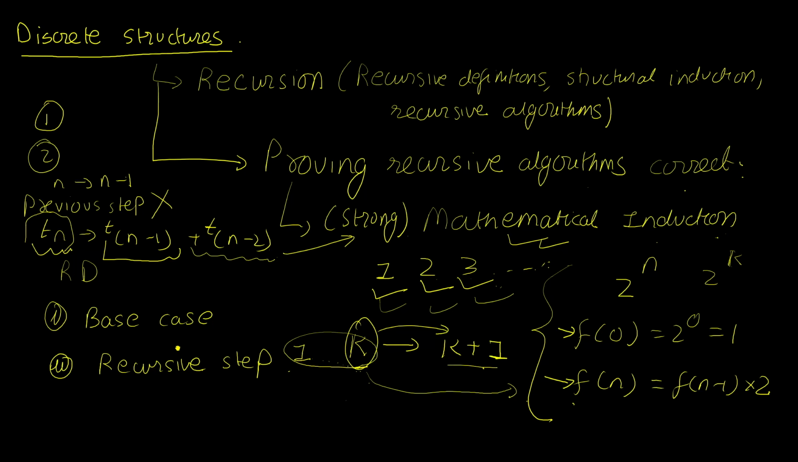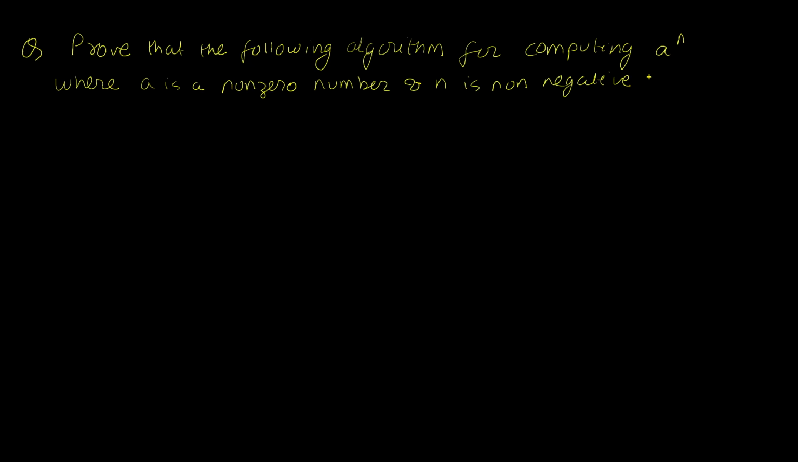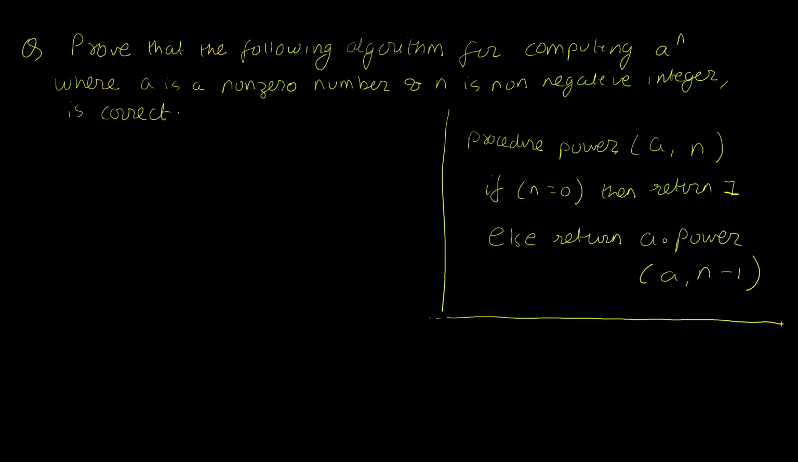Alright, so next we'll look at a couple of algorithms and prove that they are correct. So I'll put a question here. Prove that the following algorithm for computing a raised to the power n, where a is a non-zero number and n is a non-negative integer, is correct. And the algorithm is given. I'll just put it here quickly. This is an algorithm that we already looked at. Okay, so this algorithm is given to me.